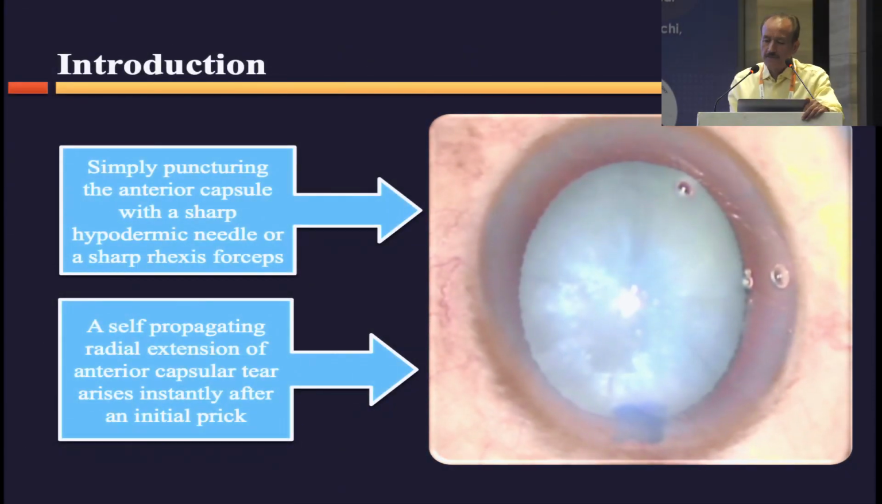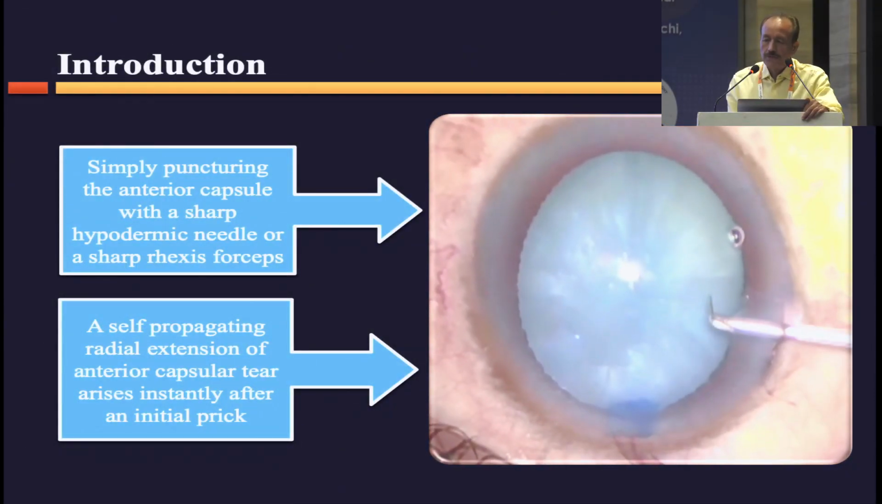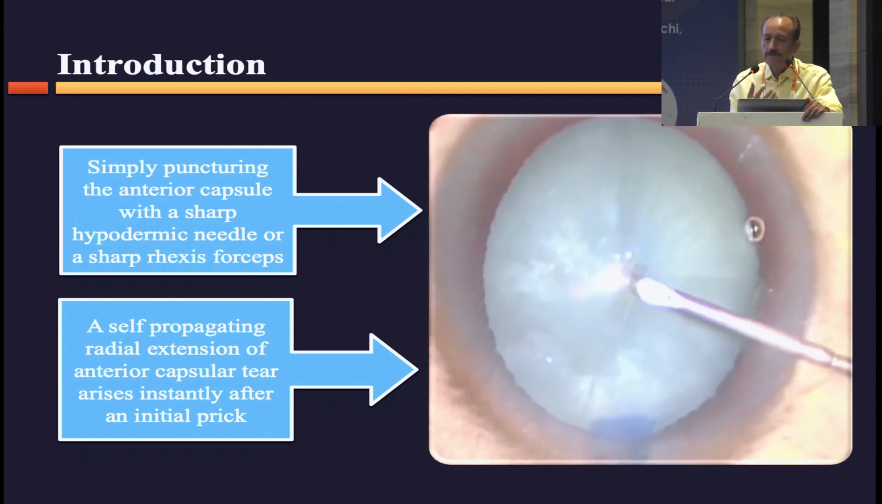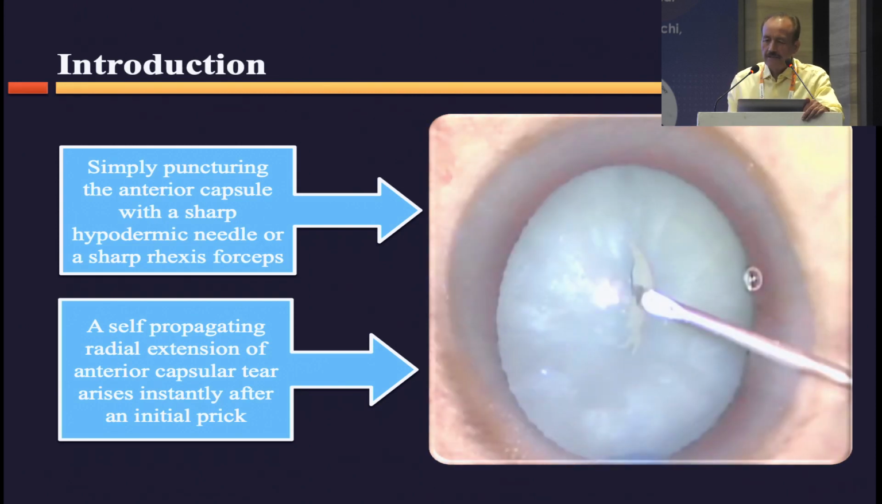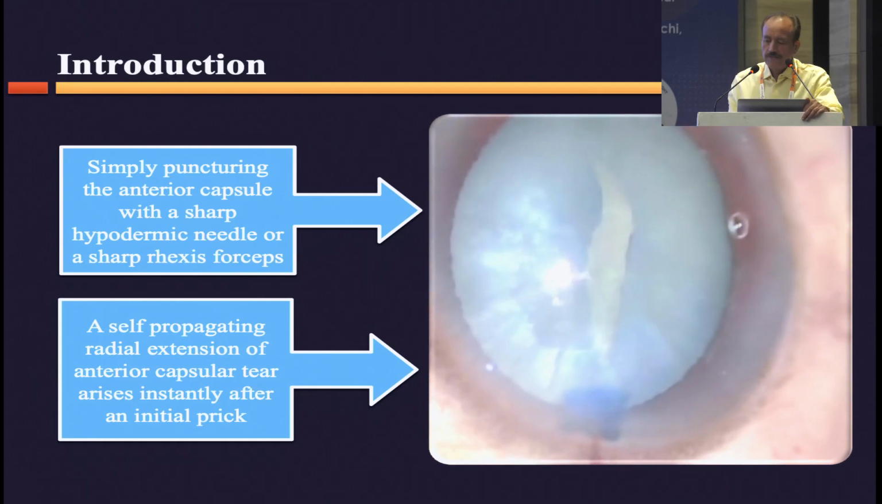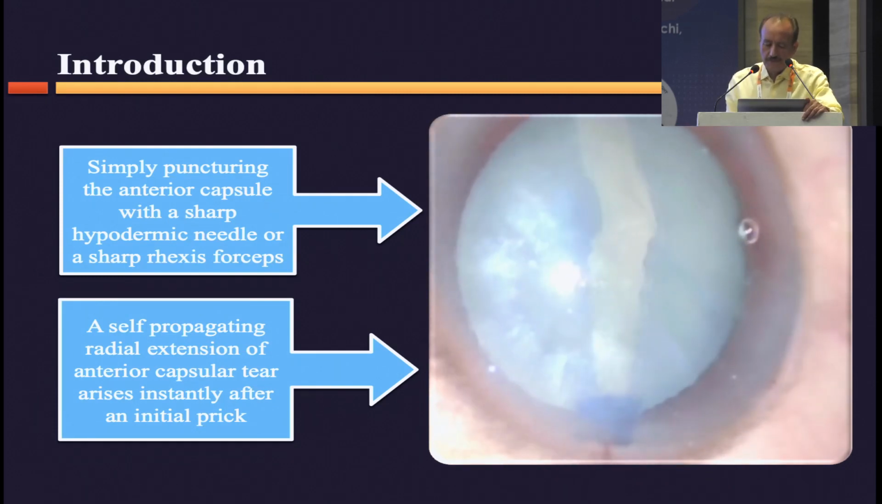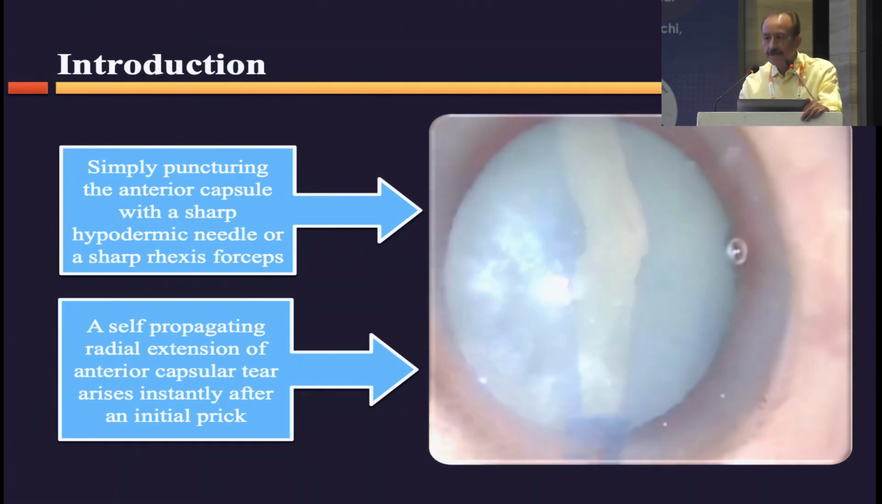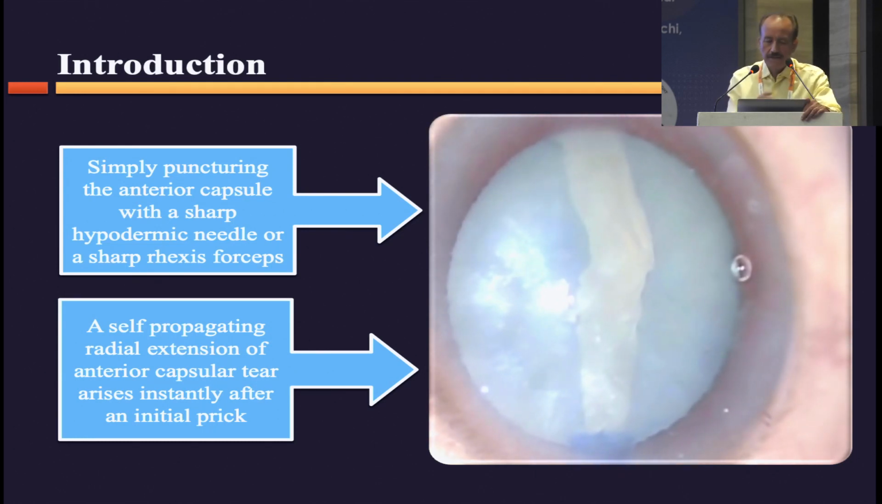But this does not happen always, because many times when you puncture, you could see that with the release of the pressure and the fluid, the capsular puncture which you have created on the anterior capsule starts extending to the periphery, and it transforms into a radial complete tear in the anterior capsule. So this is a situation we all commonly come across.